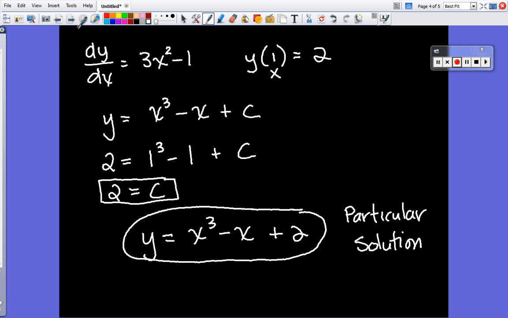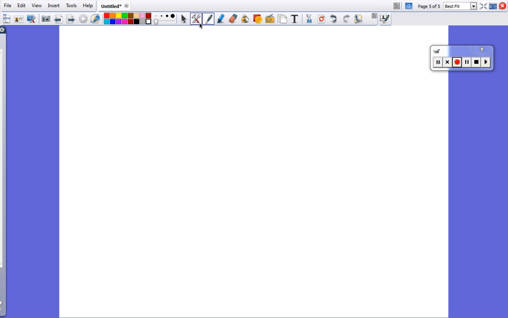Let's look at another one. I'm going to change it up a little bit. Have a white background. We have the differential equation dy/dx equals 2x to the negative 4 with an initial condition of y of 2 equal to 4.